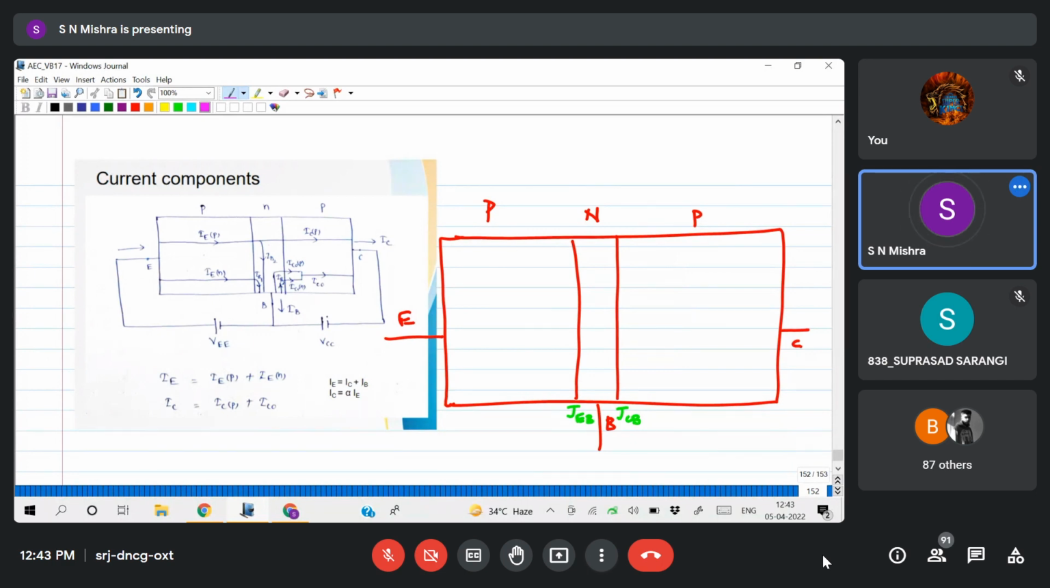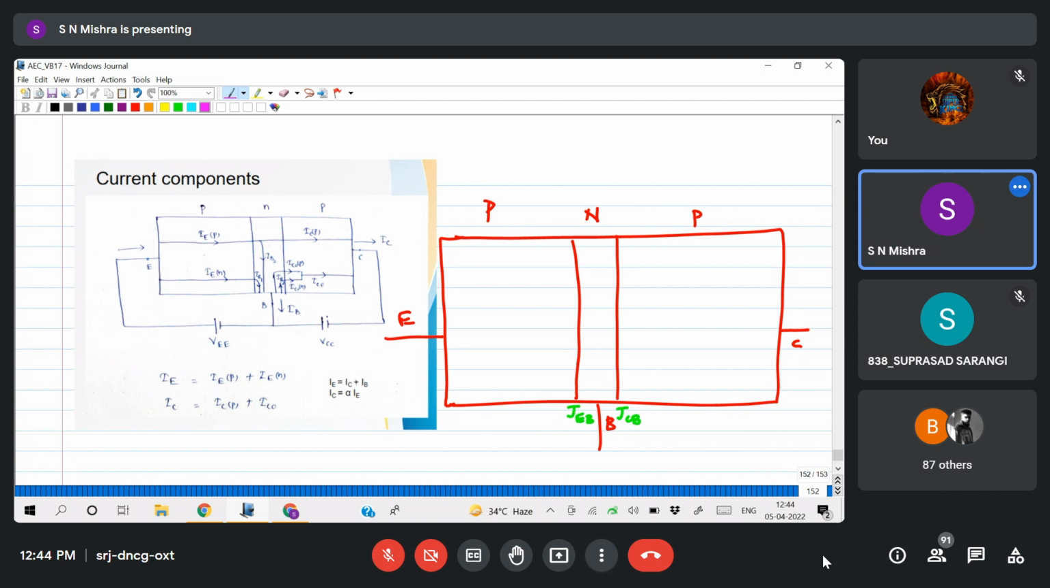Now tell me, the emitter side is constituted of p-type material. What are the majority carriers and what are the minority carriers? In the emitter, what is the majority and what is the minority carrier? Holes are majority and electrons are minority. Now I want to push these holes towards the collector, because we have just explained that the carrier should be emitted from the emitter and collected at the collector.